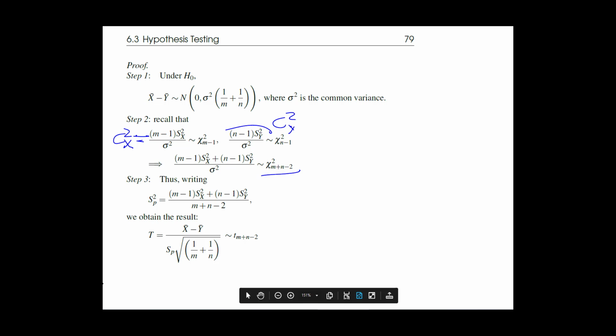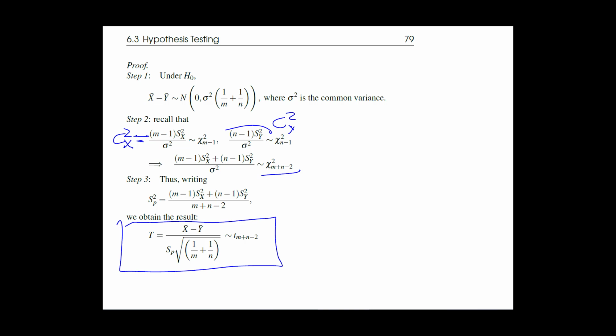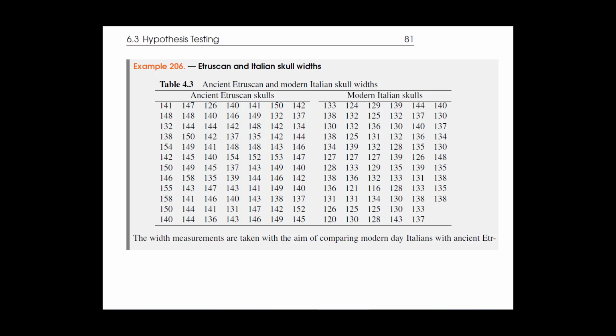Okay? So, very straightforward. Then, if you write this, then this follows. Okay, so that's kind of a proof of this. All right, so let's do an example.